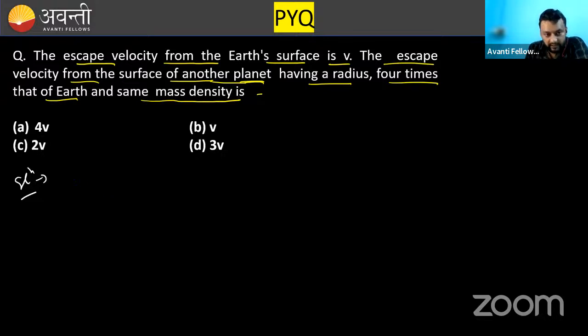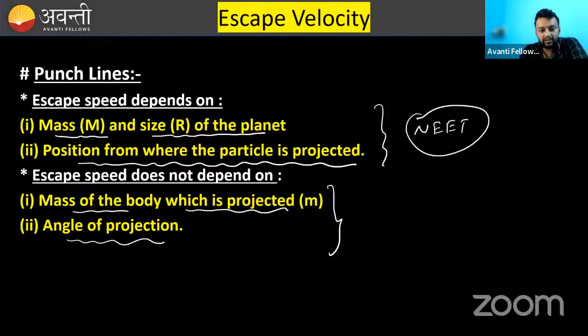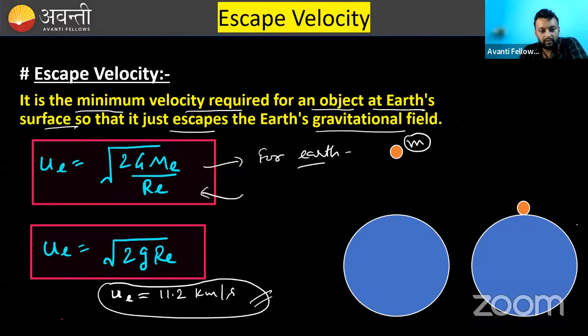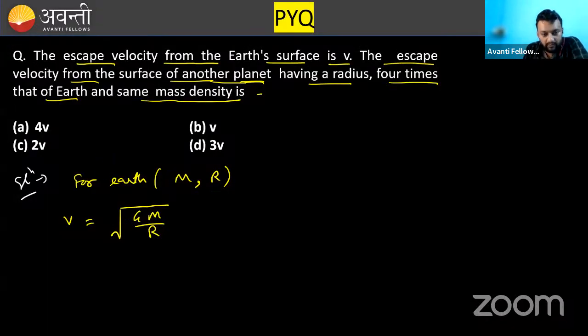Now, for Earth, let's suppose the mass of the Earth is m and the radius is r. Clear? So for Earth, you know the formula that the escape velocity v is equal to root of 2GM over r. You can check the relation if it is right or wrong. This is for Earth.